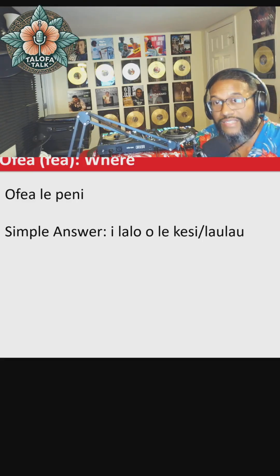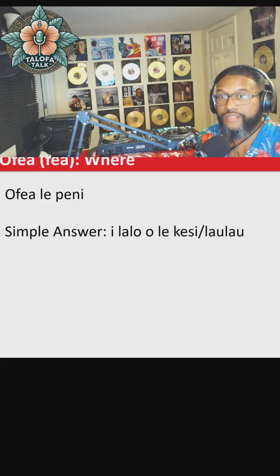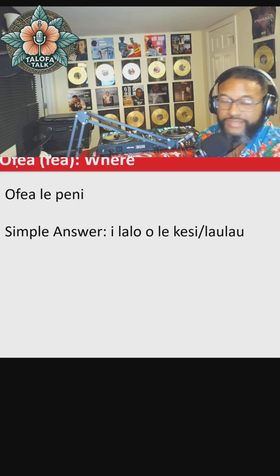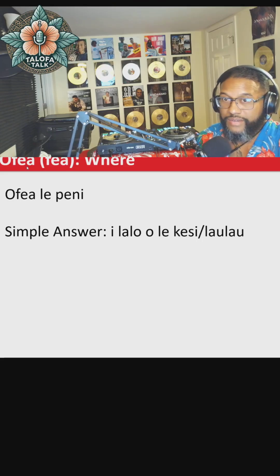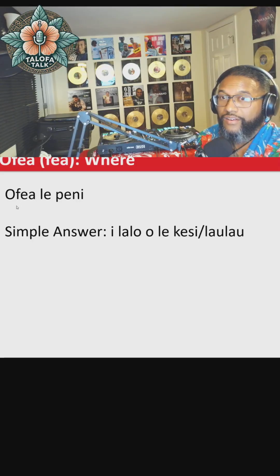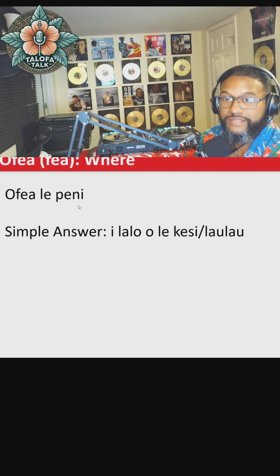But if they're asking where something is at, it's going to be "o fea." Sometimes it might be spelled like this over here, or it's going to be a space. You might see an O and then the fea. People spell it differently. I don't technically, for real, know which one is the right one. So if somebody says "ofea pene," it could be, it's "where." We're going to answer that actually right now.